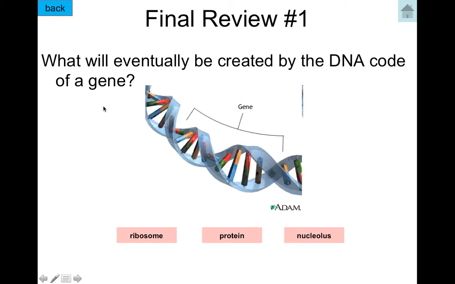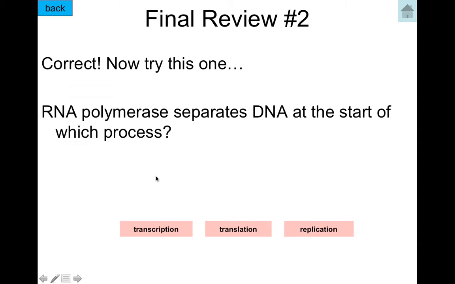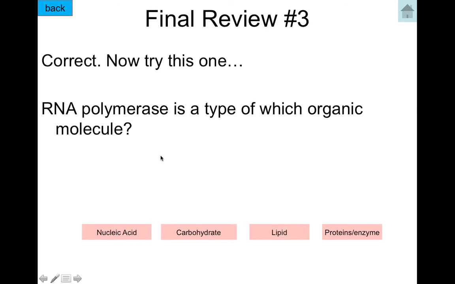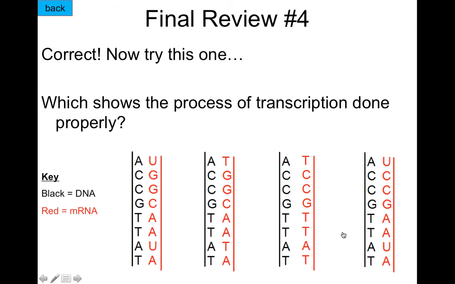Yeah, boom. What will eventually be created by the DNA code? What are we trying to make? The whole point is to make protein. Polymerase, start, and which type? Well, whenever you see ACE, that means enzymes, and enzymes are always proteins. Okay, transcription done properly. Well, A with U, C with G, that's good. Boom, boom, that looks pretty happy.